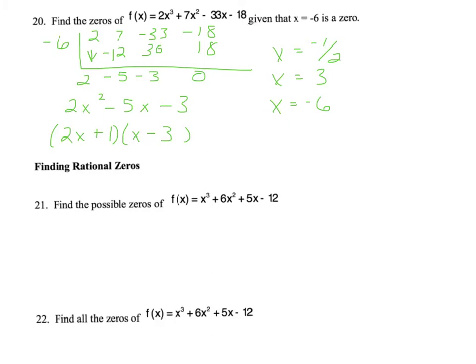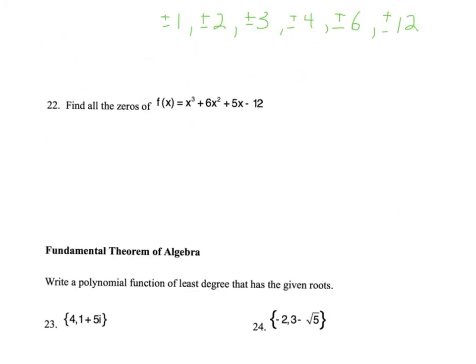For number 21, we want to first find the possible zeros of f of x equals x cubed plus 6x squared plus 5x minus 12. So since we have a 12 as our constant, our possible rational zeros are going to be the factors of 12, which are 1, 2, 3, 4, 6, and 12. And we want to use plus or minus because they could be positive or negative. Now for 22, we want to use those possible rational zeros to find all of the zeros of the function.